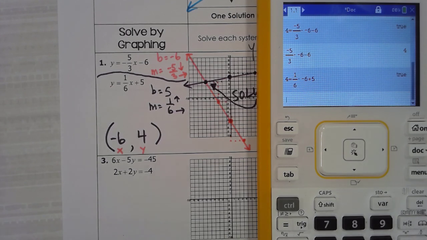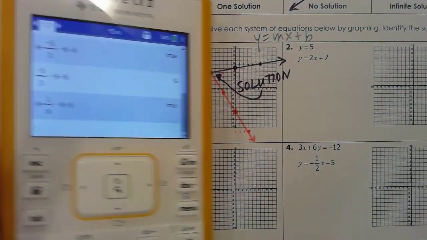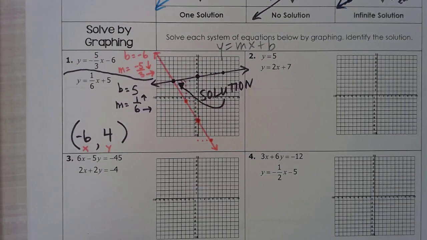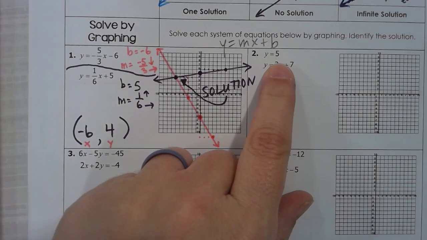Okay? All right. So let's graph number 2. Is number 2 already in y equals form for us? Yep. All right. So the first one says y equals 5.